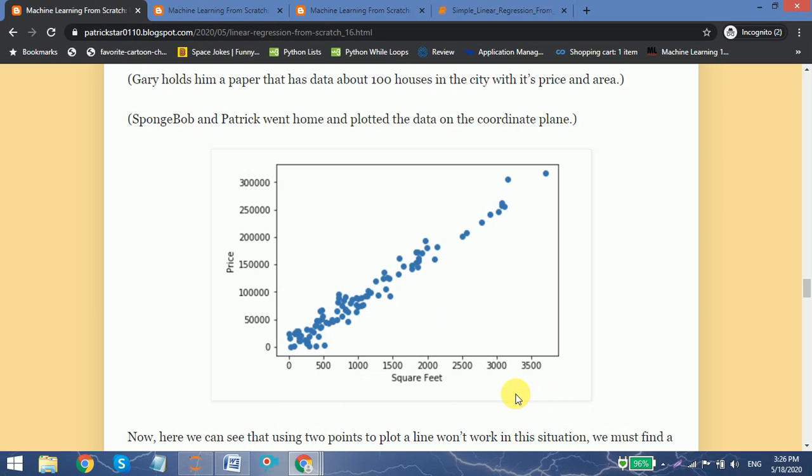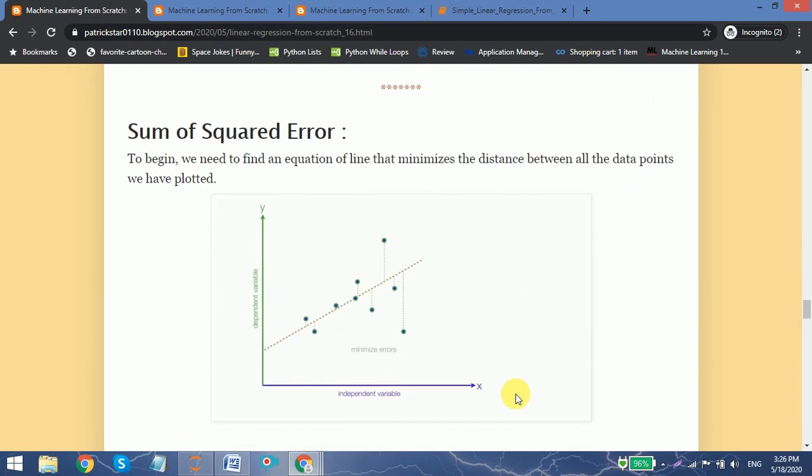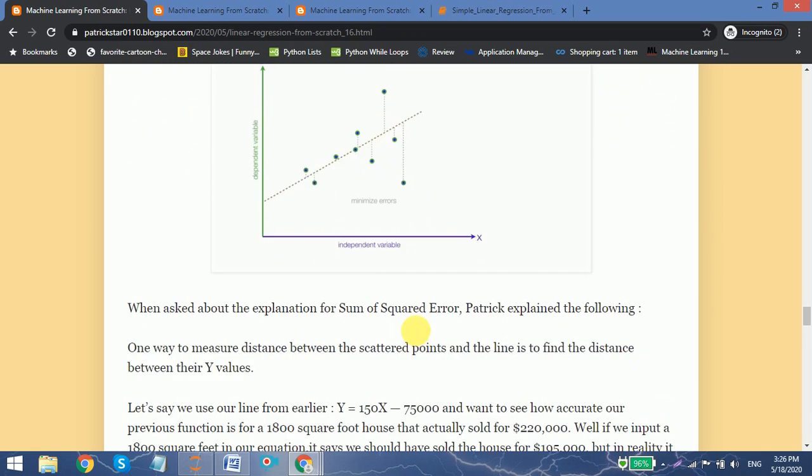So we need to first calculate the cost, or we need to calculate the error in prediction. Here we are going to use the method called sum of squared error. Let's take an example. Let's say this is our regression line, or the line we plotted, and these are our data points. We need to calculate this error, meaning the distance between this point and this line, and we just have to square it and add all of these data points to calculate our error.